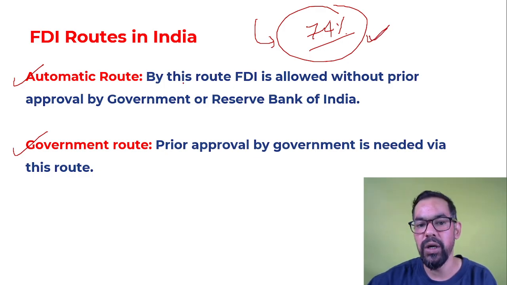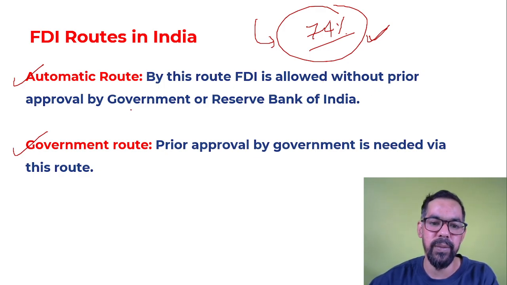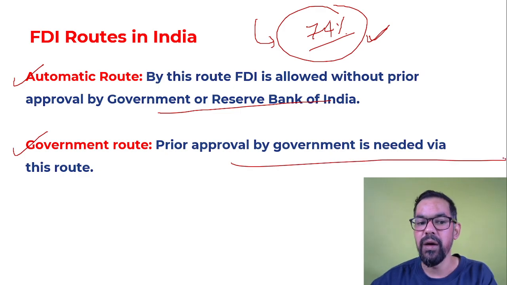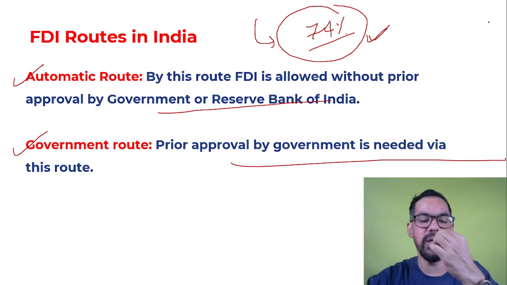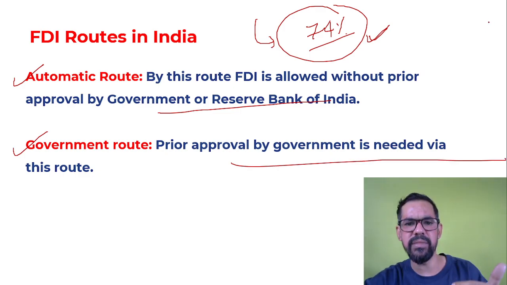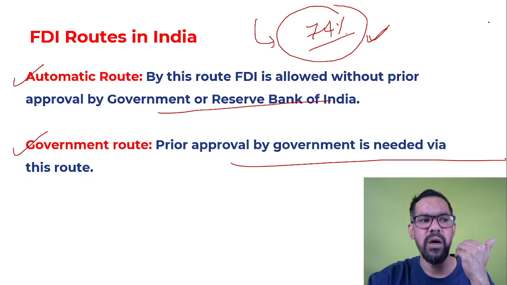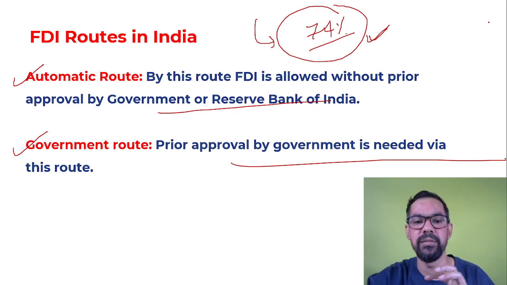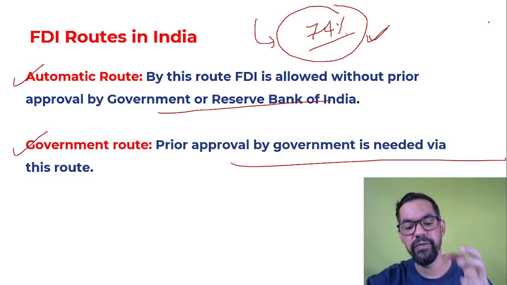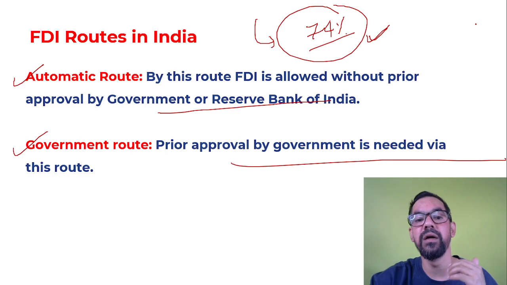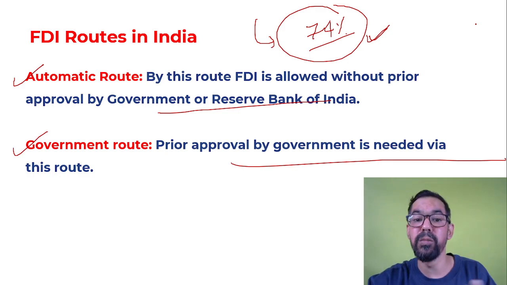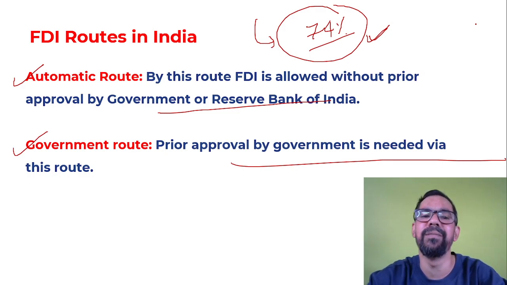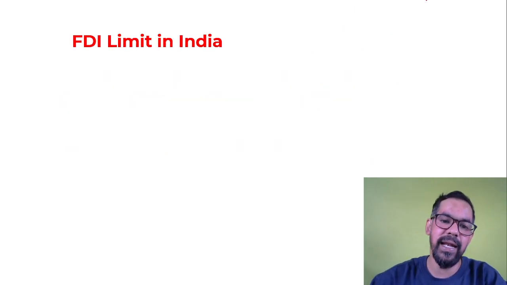So by this route, FDI is allowed without prior approval of Government of India or Reserve Bank of India. But in the government route, there are some restrictions or basic approvals which are generally needed from Government of India. These are areas where the government has some concern. So for that we have the government route.